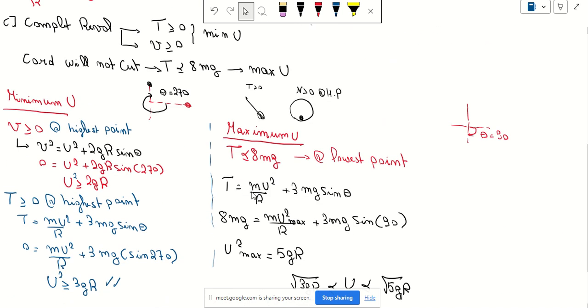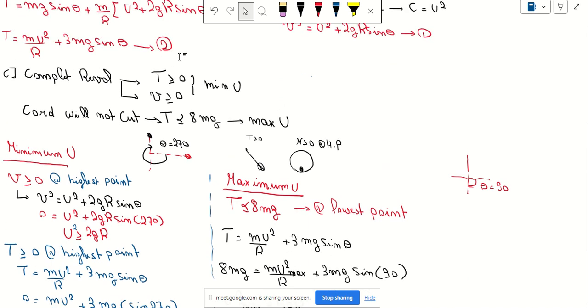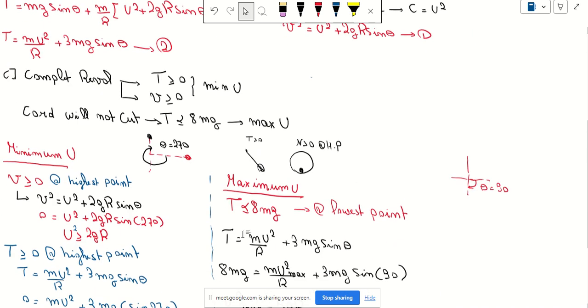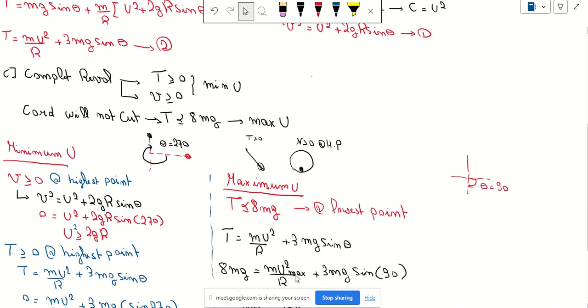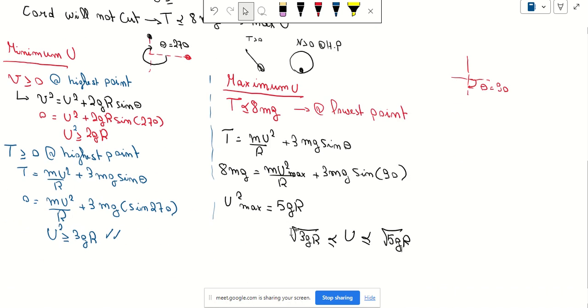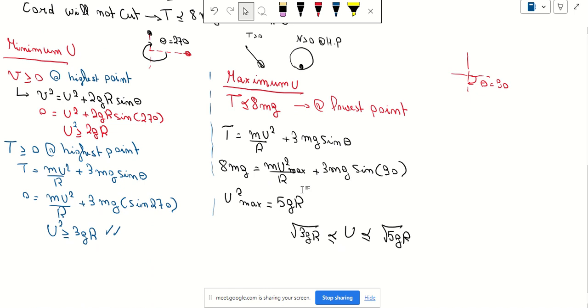So T is equal to m u squared over r plus 3mg sine theta. This is from equation number 2. So again, T is equal to 8mg, with u maximum. I just added the maximum in order to differentiate from another u. Over r plus 3mg sine 90. And just substitute, you'll find that u squared maximum is equal to 5gr. So u maximum must be less than root 5gr and u must be greater than root 3gr. So this is the range of the acceptable initial velocity. Okay? Any other questions?